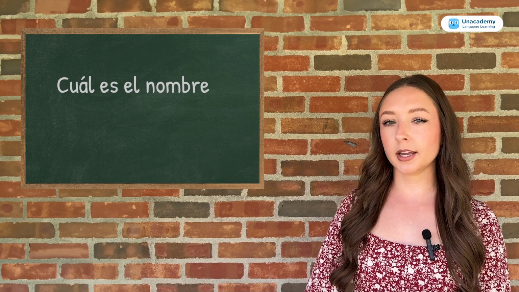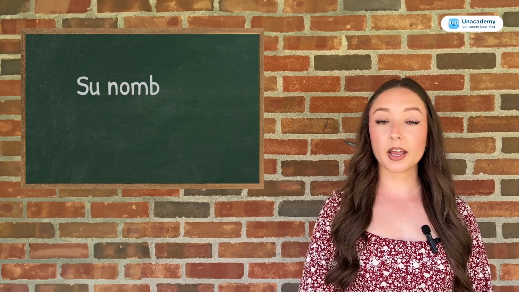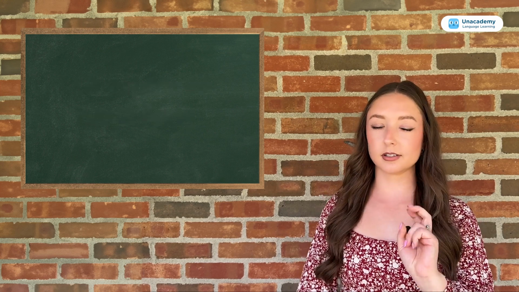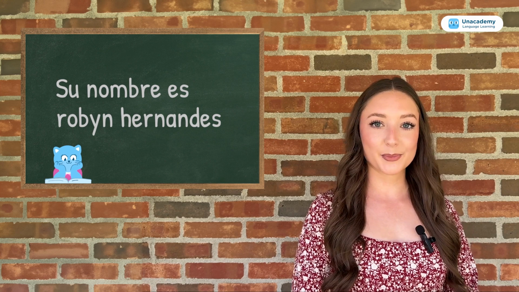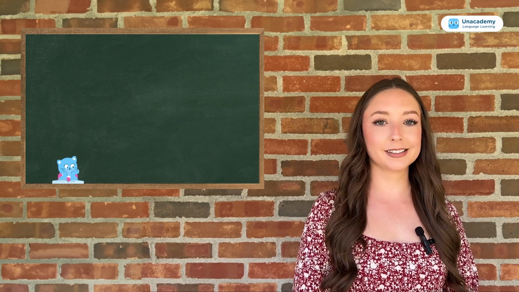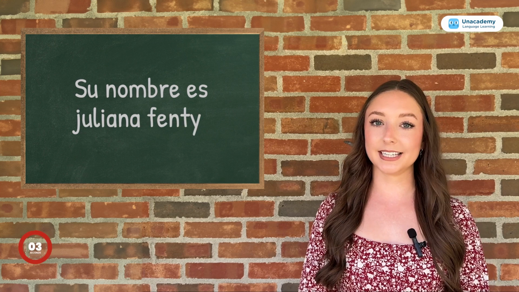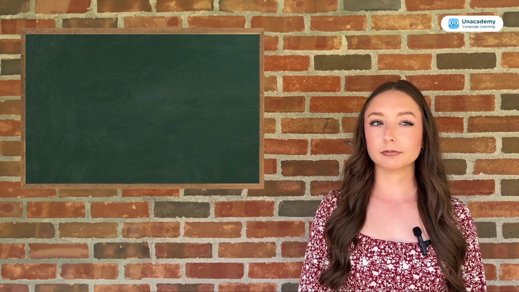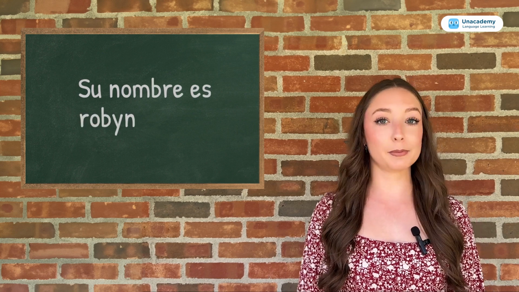Our next celebrity that doesn't go by their real name is Rihanna. ¿Cuál es el nombre de Rihanna? Option 1. Su nombre es Robin Fenty. Option 2. Su nombre es Robin Hernandez. Or option 3. Su nombre es Juliana Fenty. So, Rihanna. Su nombre es Robin Fenty.